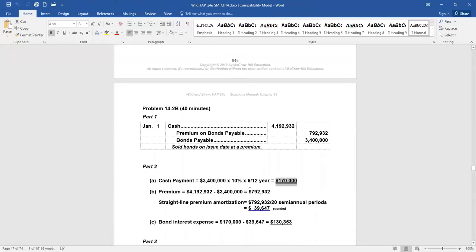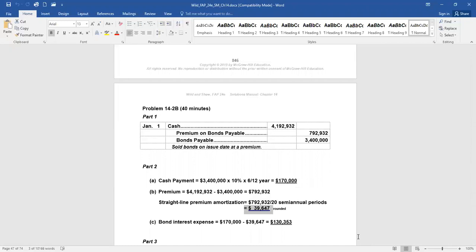Just like a discount on bonds payable, a premium on bonds payable must be spread out over the life of the bond. So we divide the total amount by the total number of interest payments. Again, 10 years, 2 interest payments a year, 20. $39,647 of the extra amount we received when we sold the bond must be transferred out of that account and now recorded in the interest area.